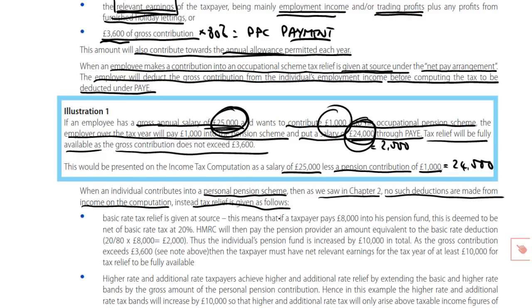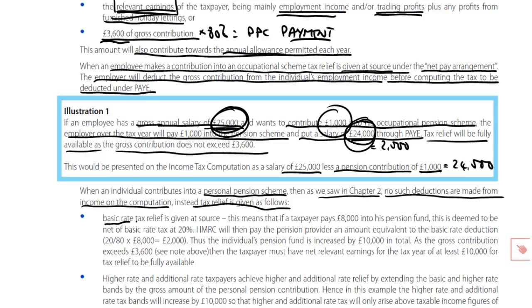So when you've got a personal pension contribution, you do not see that deducted from your salary, deducted from your trading income on the income tax computation. No, it does not represent such a deduction. It does not reduce taxable income.